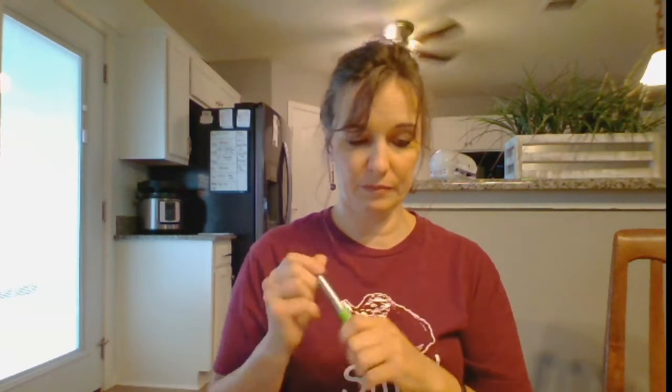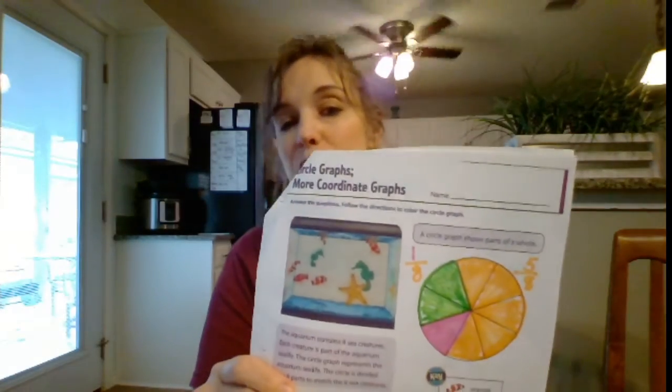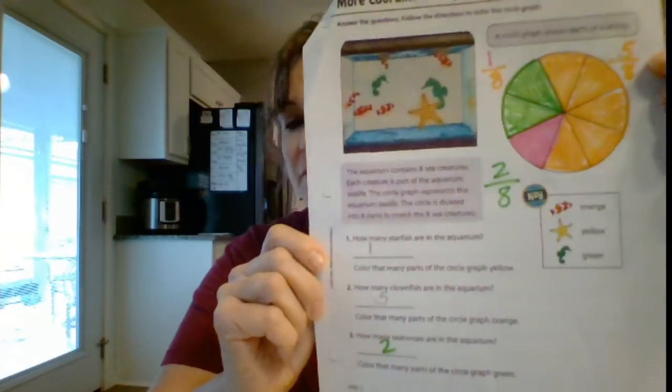How many seahorses are in the aquarium? How many do you see? I see this many. It says color that many parts of the circle green. All right, so the remainder parts of the circle are only 2, and that's how many seahorses there are. So I'm going to color 2 parts green. And you color yours. And you have to do it because I am going to check it. All right, so we have 2 parts green. So we have 2 out of how many total? How many total parts in the circle? 8. So 2/8 are green.